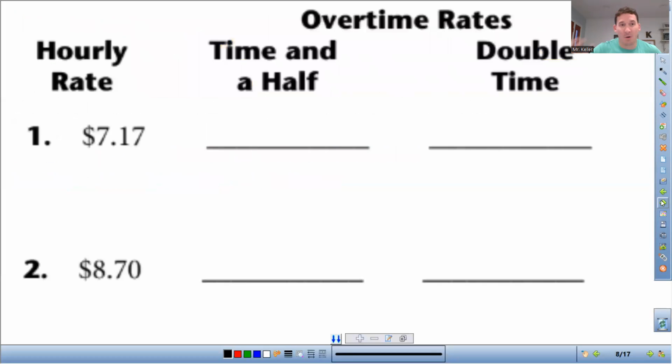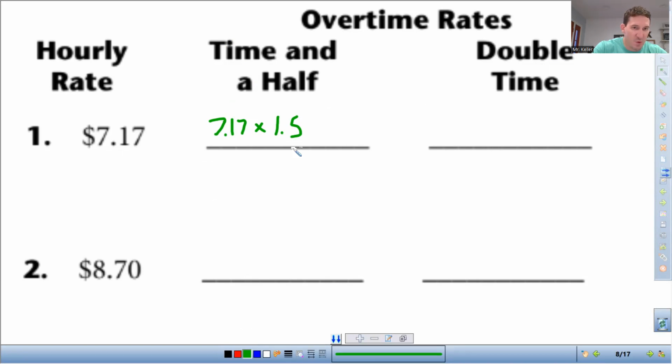So the hourly rate is $7.17 here for time and a half. Real simple. For time and a half, all you need to do, oh, I need to turn my board on here. There we go. For time and a half, all you need to do, this in green, is take your hourly rate, 7.17, and multiply it by 1.5. So that's your time and a half.